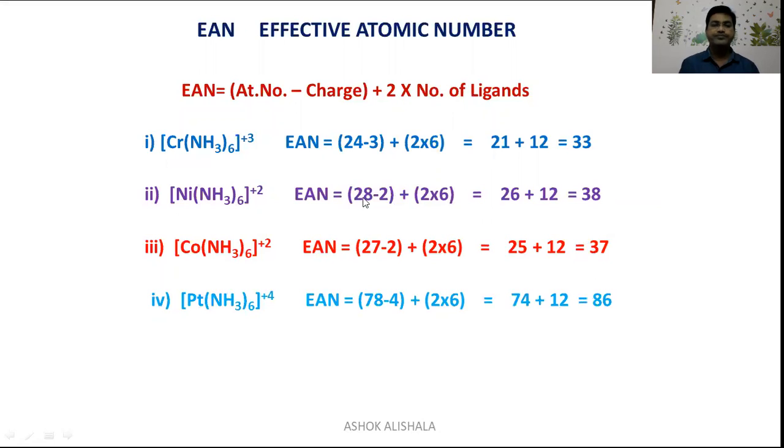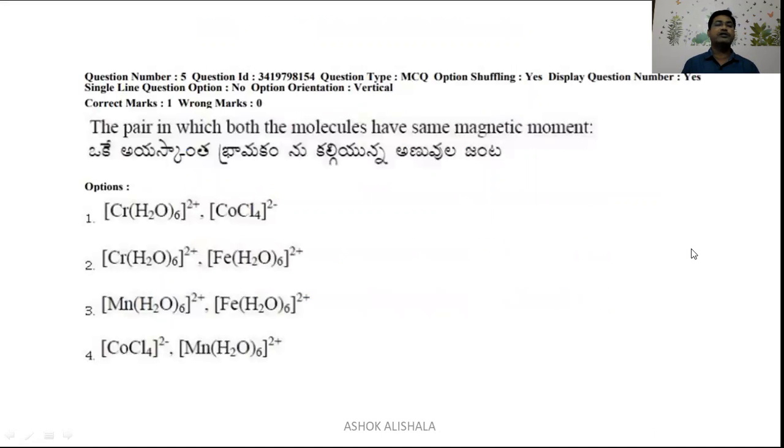On this concept, in various examinations, you are getting questions. Try to learn this effective atomic number. Now let us see another important question, on the magnetic moment as well as the color of complexes, both having the same concept. Here also there is a question on this one: the pair in which both the molecules have the same magnetic moment.